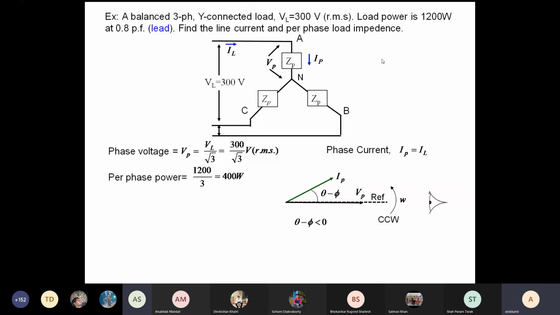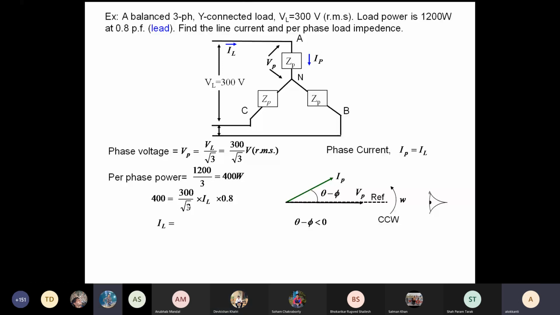So what is the equation? Per phase power is equal to V I cos phi. The voltage across each phase is 300 by root 3. I am doing the power calculation per phase. So 400 equals 300 by root 3, into IL, which is equal to IP, that is not known, into 0.8, the cos phi. From here you can find out IL.